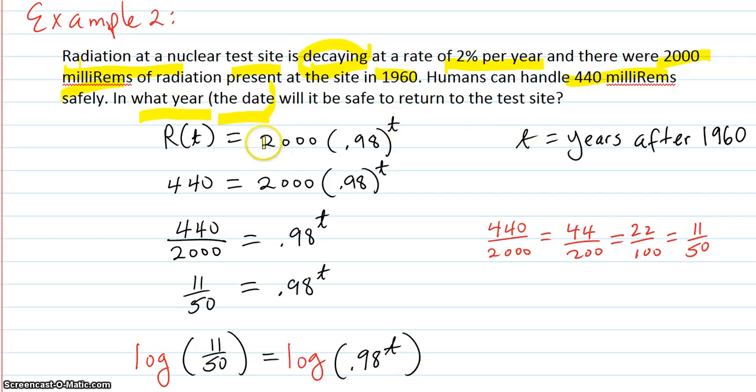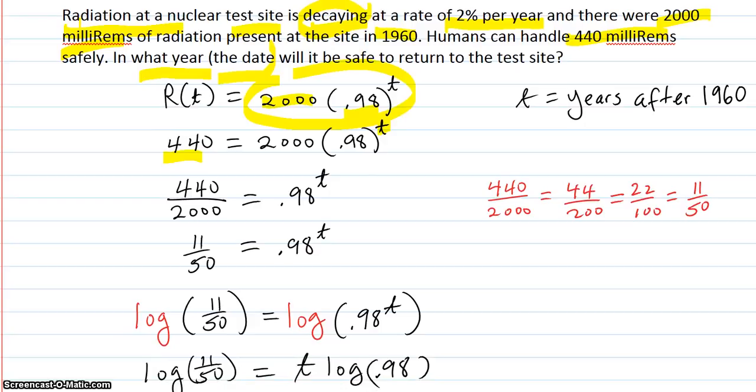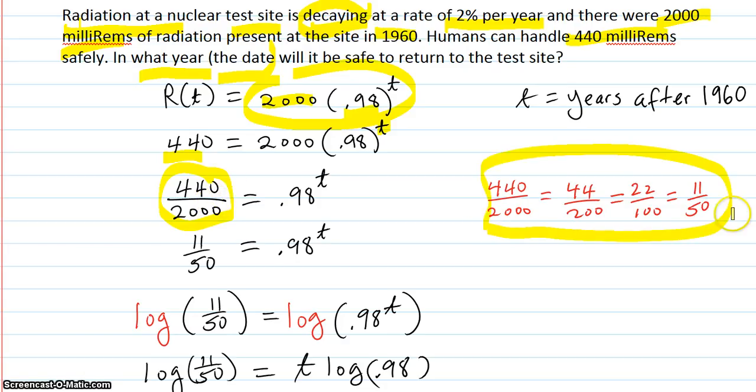Okay, so the function that would be set up: 2,000 is the initial amount. It's decaying at 2% per year. That's the decay rate, so 0.98 is the decay factor. And so basically you want to know when this function reaches 440. What is the time? So divide both sides by 2,000. And you could leave this fraction, but it's begging to be reduced. So we reduce it. I did that over here on the side. Reduce down to 11/50. Makes it just a little easier. Equals 0.98 to the t.